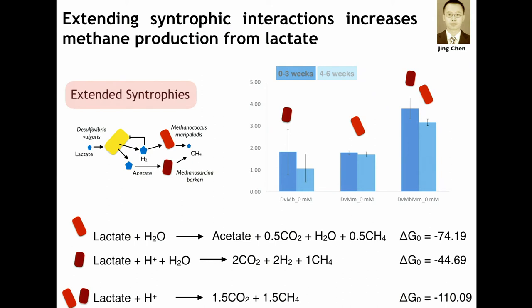But we also extended the system at the same time. So we introduced another methanogen that can grow on acetate, such that we have a full set here of syntrophic interactions. So we have the hydrogen-based interaction, but now we have also the acetate-based interaction. And this behaves as you expect in the absence of sulfate. Methane production increases in the three-culture compared to the two-cultures.